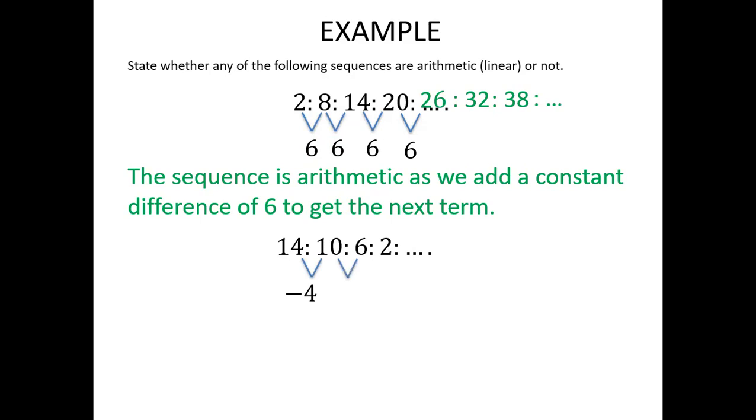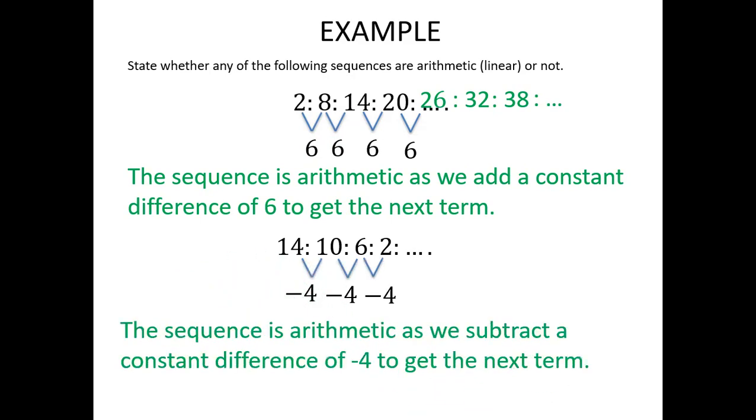10 minus 4 will give you 6. 6 minus 4 will give you 2. 2 minus 4 will give you negative 2. It goes on and on. Therefore, that sequence is also arithmetic. So whenever you add or subtract a constant value to get the next term, then that sequence will be arithmetic.